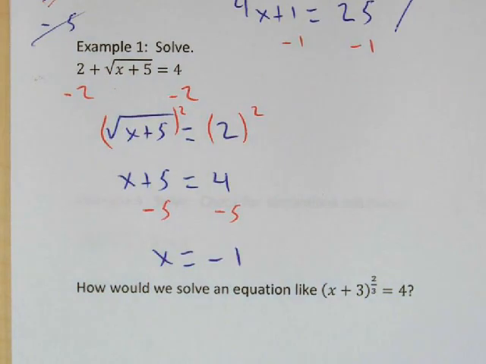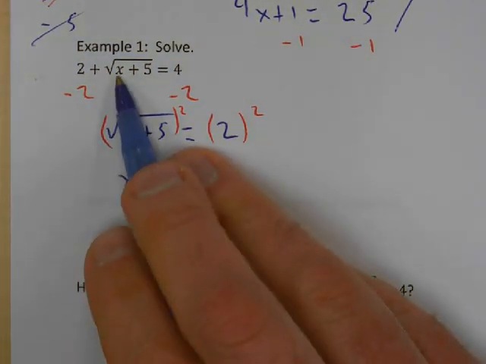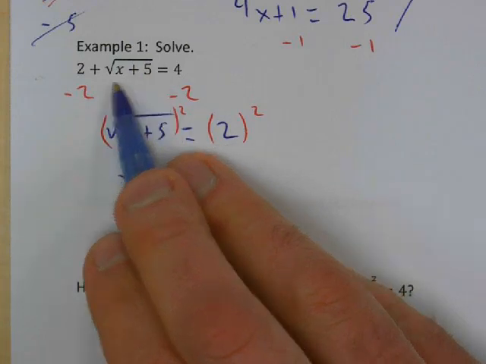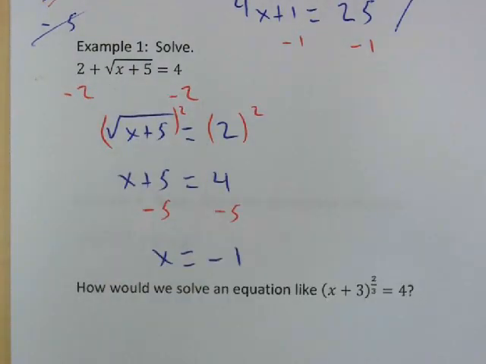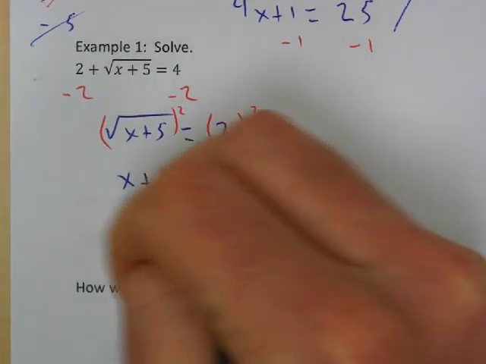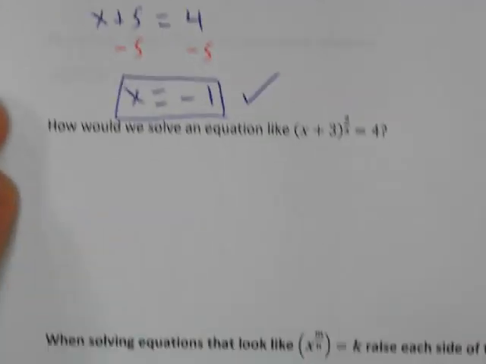Okay, and again, check your answer. It doesn't take long. If I stick in negative 1 plus 5, so 5 minus 1 is 4. Square root of 4 is 2, plus 2 equals 4. Yeah, that does work. So this is definitely our answer. Okay, moving on.